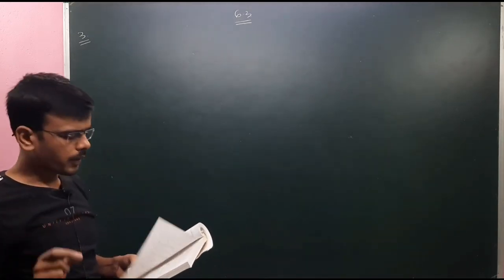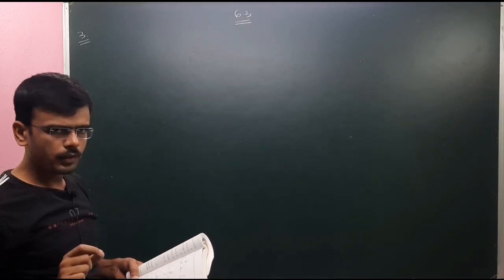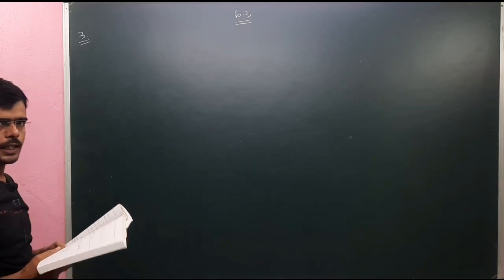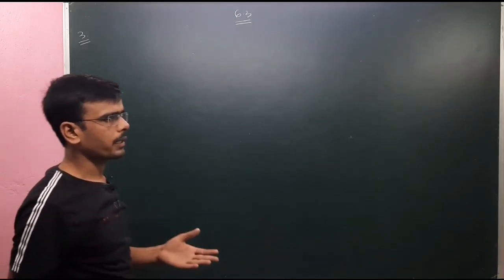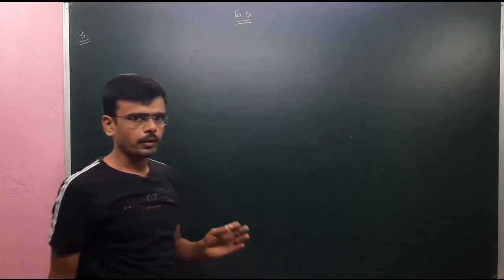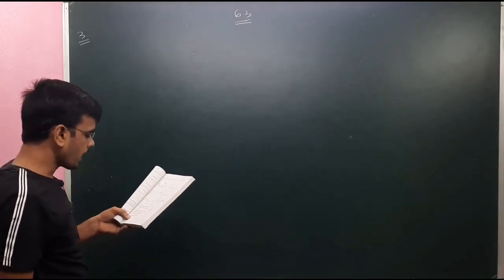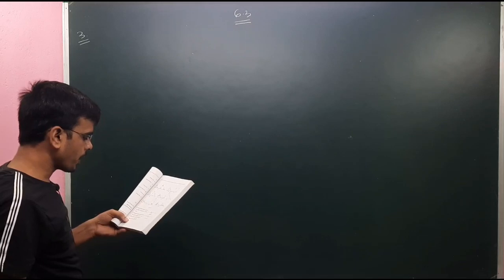The questions from the chapter Triangles are not difficult, but you have to see and practice the theorems carefully. Now see question number 3rd. Diagonal AC and BD of a trapezium ABCD.